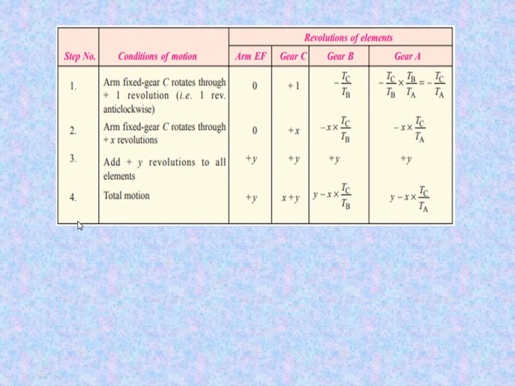Now this last row, this fourth row, shows the total motion of the respective element. That means plus Y is the total motion of this arm EF. X plus Y is the total motion of this gear C. Y minus X into TC by TB is the total motion of this gear B. And Y minus X into TC by TA is equal to the total motion of this gear A.